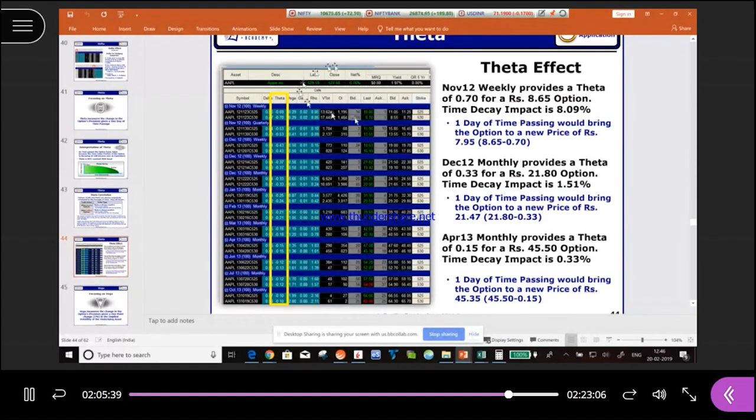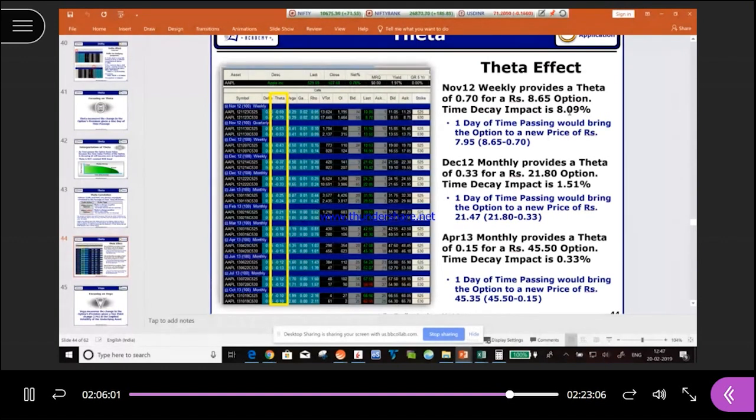What this tells you is the November 12 weekly option provides a theta of 70 paise for an 8 rupees 65 paise option. The time decay impact is 70 paise of 8.65, which is nothing but 8%, right? Yes, Ashish. Theta will also change every day.